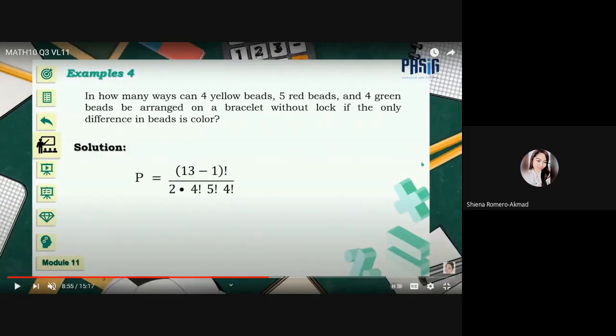So, dahil circular sila, pag circular, ang gagawin mo, we will add them. Pag in-add natin sila, we'll get 4 plus 5 is 9 plus 4 is 13. So, kung circular yan, you'll get 13 minus 1 factorial. Okay? Dahil without lock, magde-divide tayo sa 2. Kaya lang, as you can see, meron tayo ditong pare-parehong kulay. Para ditong pinagsama yung formula ng distinguishable permutation at yung formula ng circular permutation with lock.